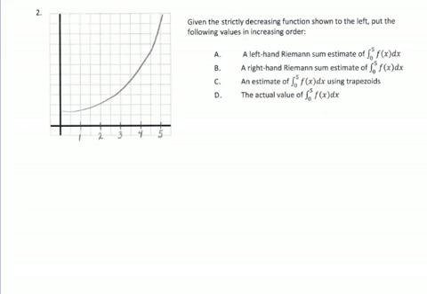On question number 2, the question says decreasing. This is actually a strictly increasing function. Sorry for that mistake. And it wants us to put these values in increasing order, meaning the lowest value first and the highest value last.